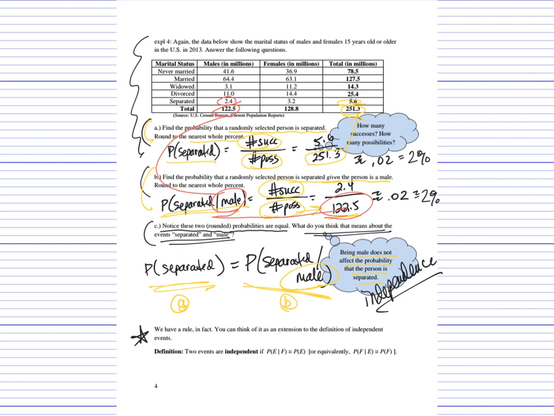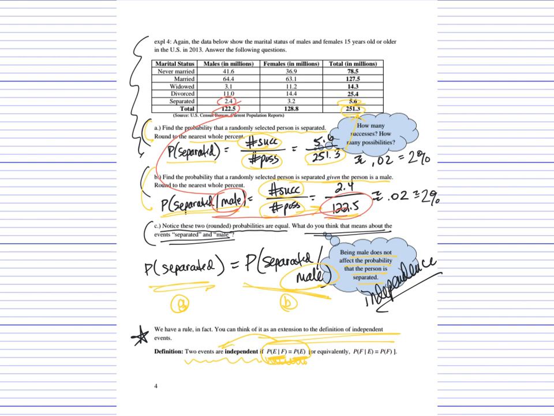And so we have a rule at the bottom of page 4. You can think of it as an extension to the definition of independent events. It basically says if two events are independent, then you have this relationship: probability of E given F is just equal to the probability of E. And if you know the probability of E given F is equal to the probability of E, then you can assume that the two events are independent.